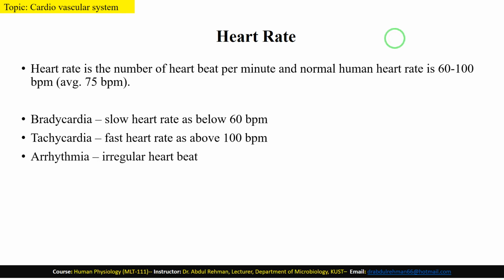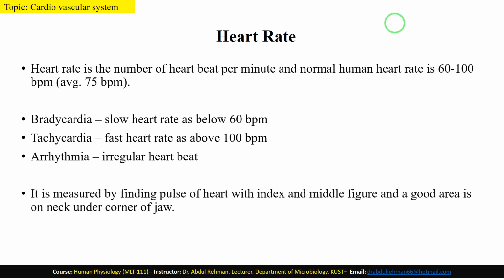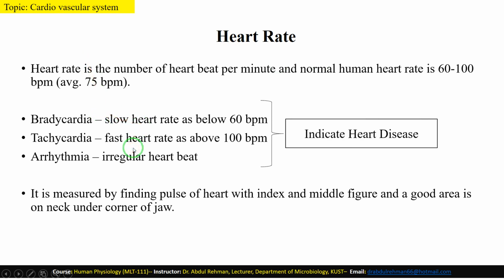While there is arrhythmia, an irregular heartbeat. Sometimes it will reach 100, and sometimes it will reach 60. It will not be in a constant state, so they show variation. It is measured by finding the pulse of the heart with the index and middle finger, and a good area is on the neck under the corner of the jaw. And these three are actually the disease conditions.